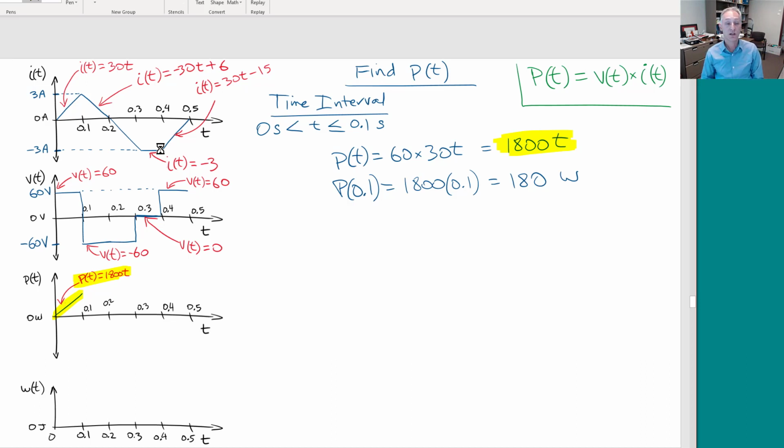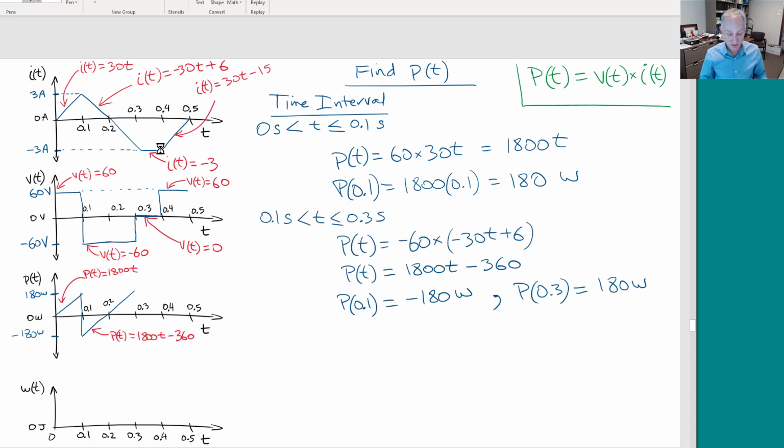Now let's see how high that line goes up. The line terminates at 0.1. So let's plug in 0.1 for t and calculate, and then we get 1800 watts, okay? So then we can put 1800 watts there to label the top of that line. So that's right up here. So straightforward.